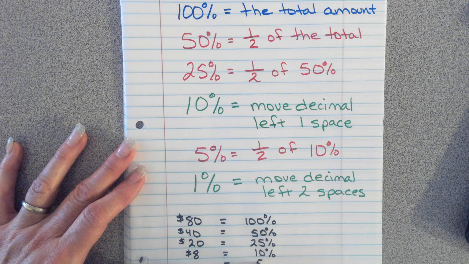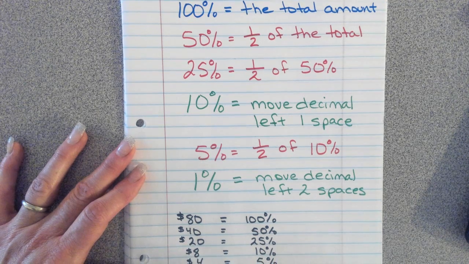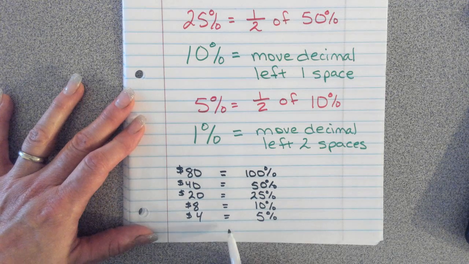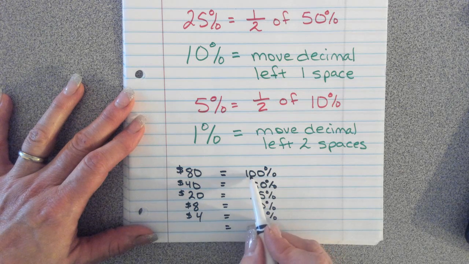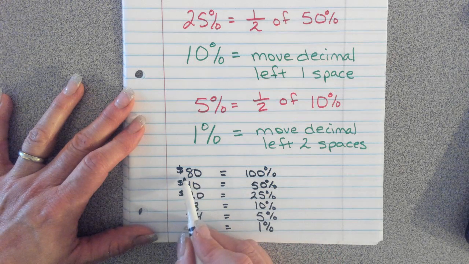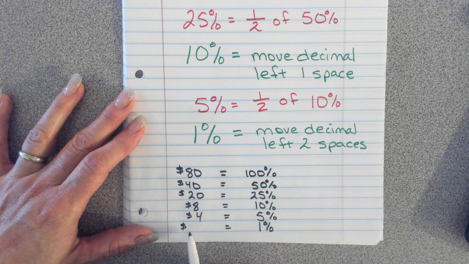Well, then what about 5%? Well, 5% is half of 10%, so if 10% is 8, well then half of that is 4. 5% is 4. And then what about 1%? Well, that's moving this decimal back twice, and I would get 1% is 0.8 or 80 cents.